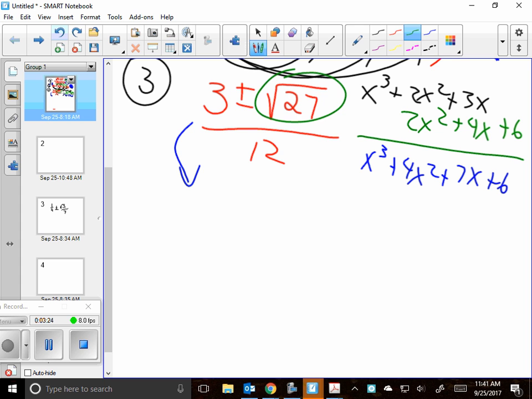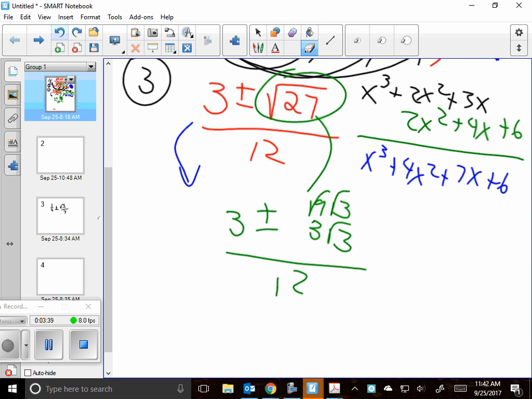All right, that. Square root of 9, square root of 3. Same as 3 root 3. How many of you knew that part? That's the easier part. Now here's the factoring part. 3 plus and minus that all over 12. How do I factor that? Well, 12 is easy to factor. It's 3 times 4. Why did I do that?